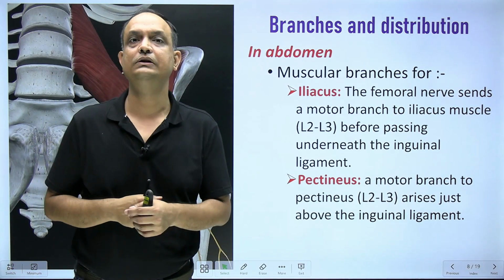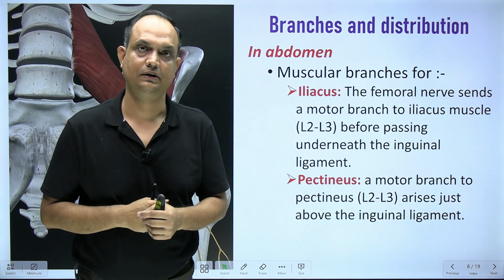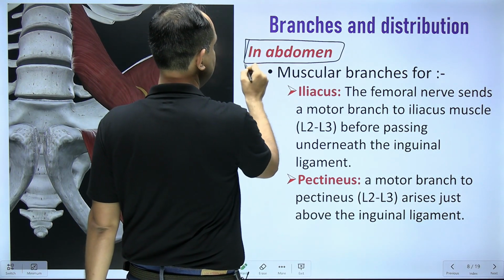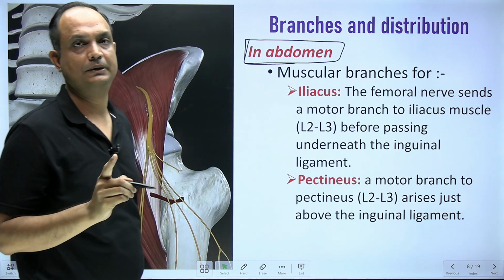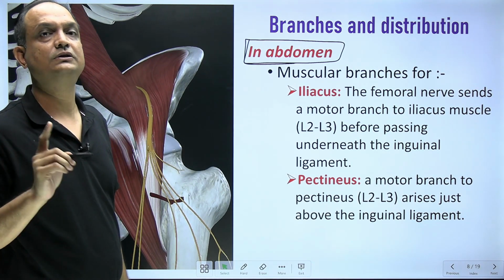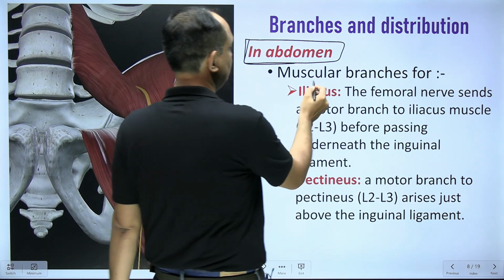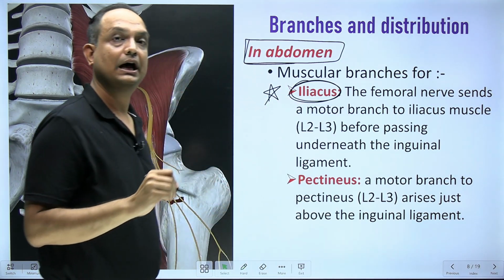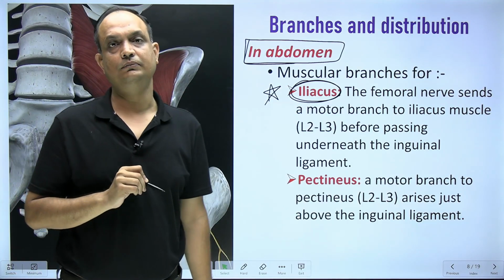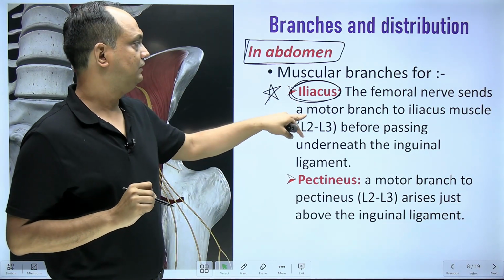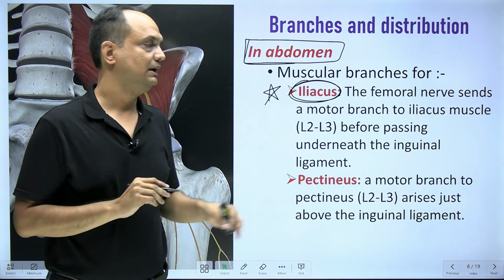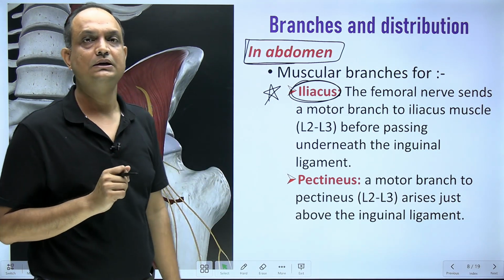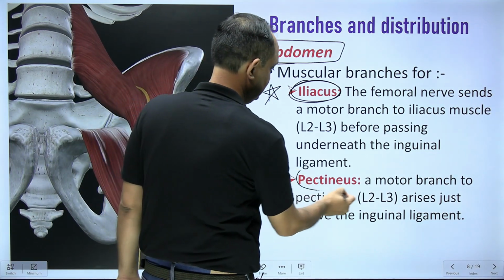So now we will see the branches of the femoral nerve. First in the abdomen. In the abdomen, it generally gives two muscular branches. One branch is to supply the iliacus muscle. The branch which supplies the iliacus arises very early from the femoral nerve. So the femoral nerve sends a motor branch to the iliacus before it goes deep to the inguinal ligament, and there is one more branch, the nerve to pectineus.